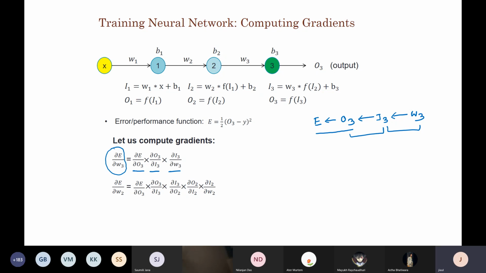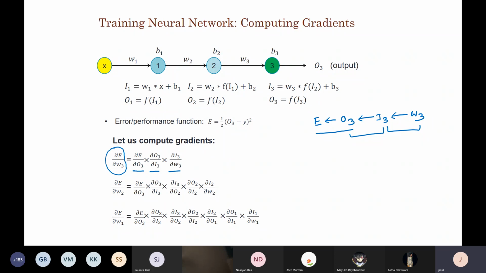So I got del E del W2, and then what? I need to compute del E del W3. In a similar fashion, I can compute del E del W1 actually, because that's the leftmost weight parameter. So in a similar way, you can see that del E del W1. So you can see these values.